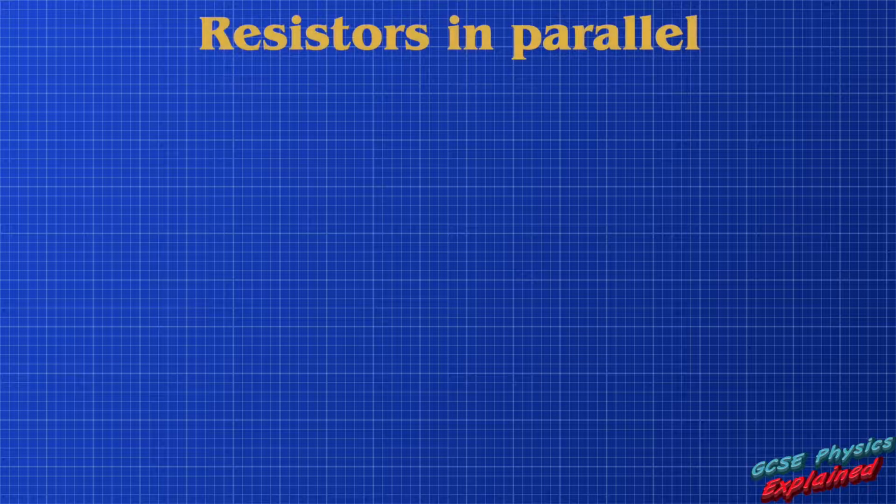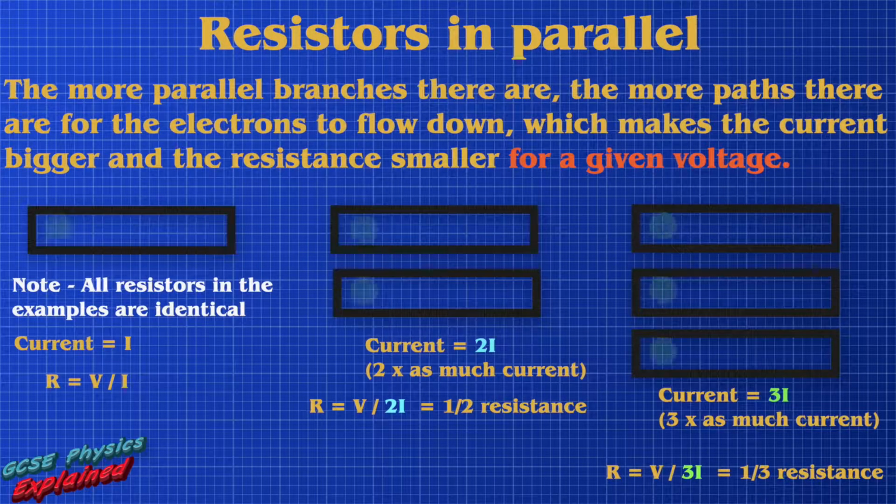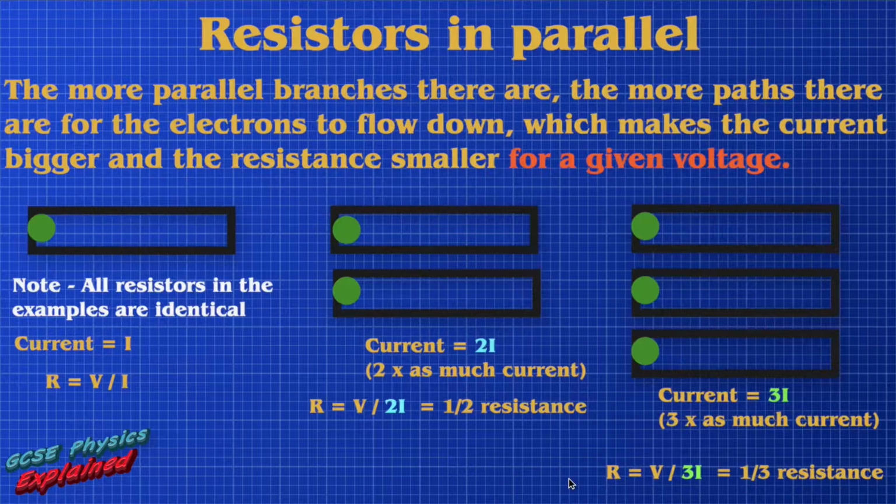Well, that's like the more parallel branches there are, the more paths there are for the electrons to flow down, which makes the current bigger and the resistance smaller for a given voltage. You can look at it mathematically if that helps, like I'm showing you here. For the same size voltage, if the current gets bigger, that means the resistance must have got smaller.